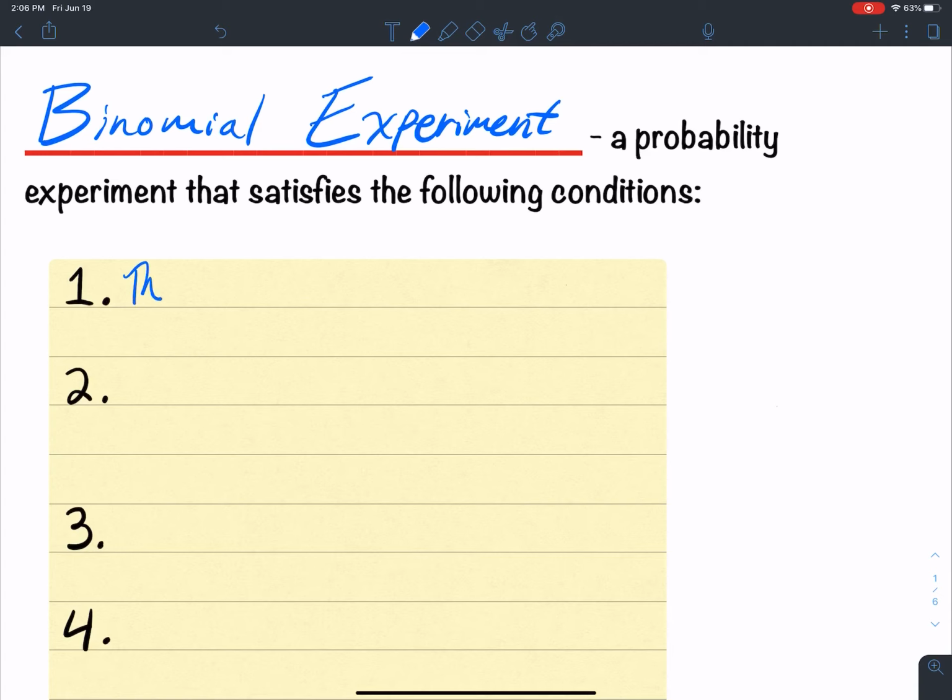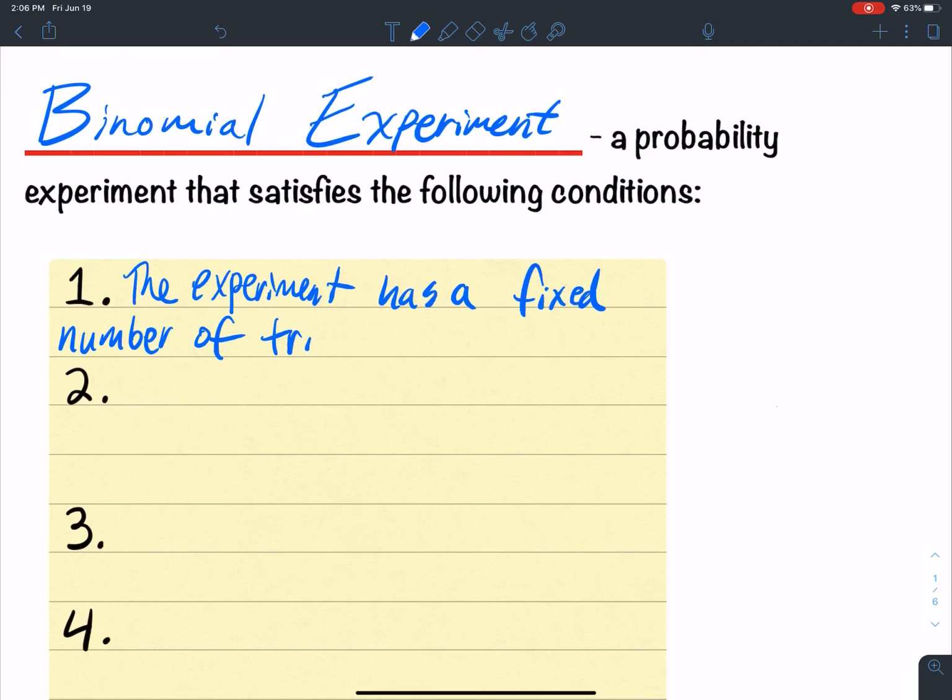Number one, the experiment has a fixed number of trials. We call that fixed number n. So there's n trials. Like maybe n could equal 5, so we flip a coin 5 times. Each trial is independent and identical, meaning the probability is exactly the same every trial. Flipping a coin, I have a 50% chance of getting a heads every time that I flip that coin.